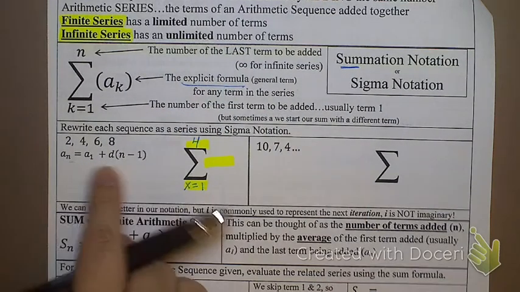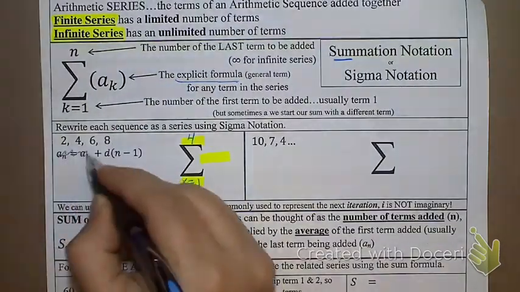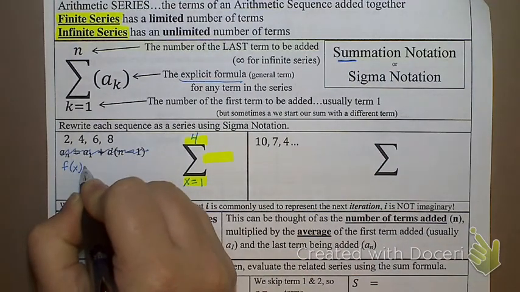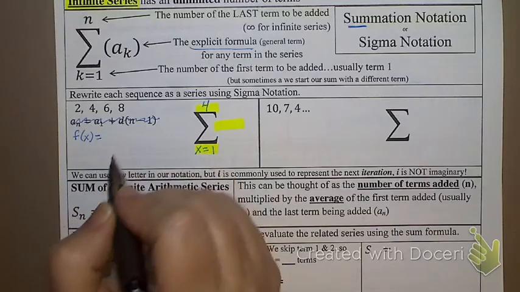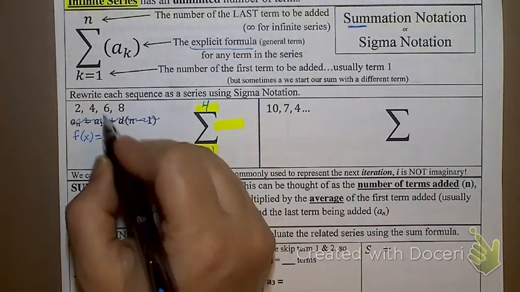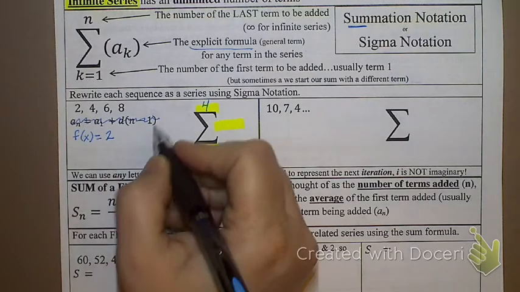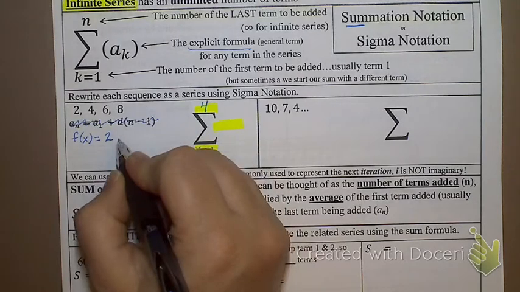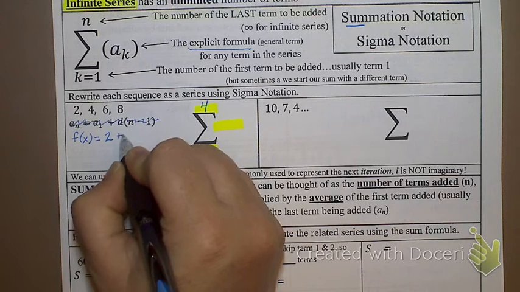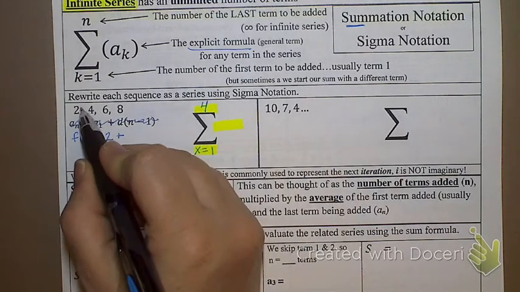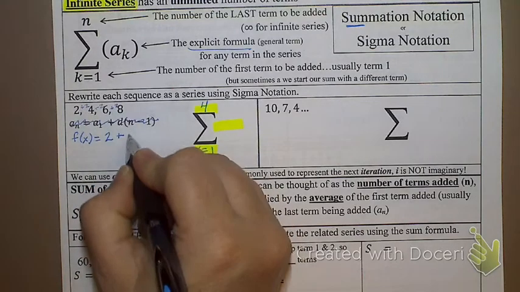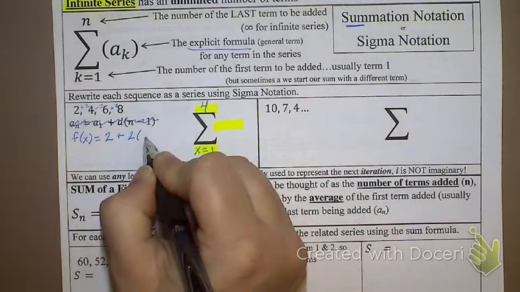So they've got the a_n notation, which we didn't use. We're going to go ahead and use our f of x notation. So if I wanted to find f of x, what do I put first in my formula? 2. Why 2? Because it's the first term. Then what do I do? Plus d. What is my d value? Because we're doing plus 2, plus 2, plus 2. So my d value is 2. And then what goes in the parentheses?